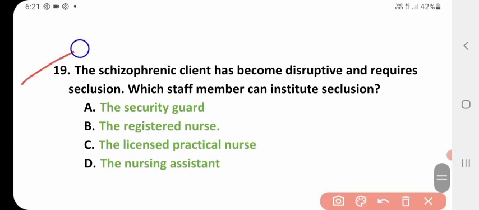Next, 19th. The schizophrenic client has become disruptive and requires seclusion. What staff member can institute seclusion? The security guard, the registered nurse, the licensed practical nurse, the nursing assistant. The right answer is the registered nurse. Option B.